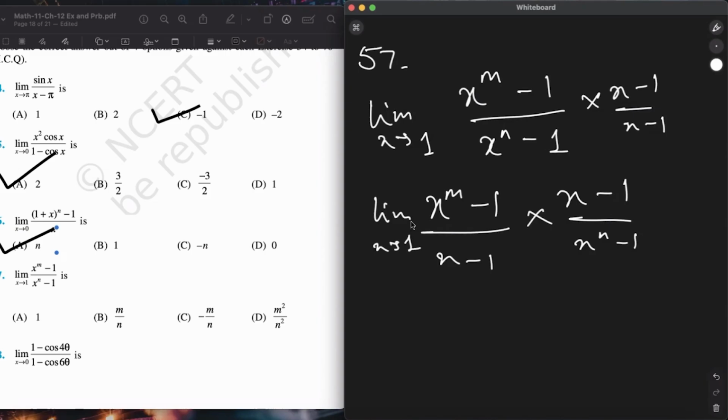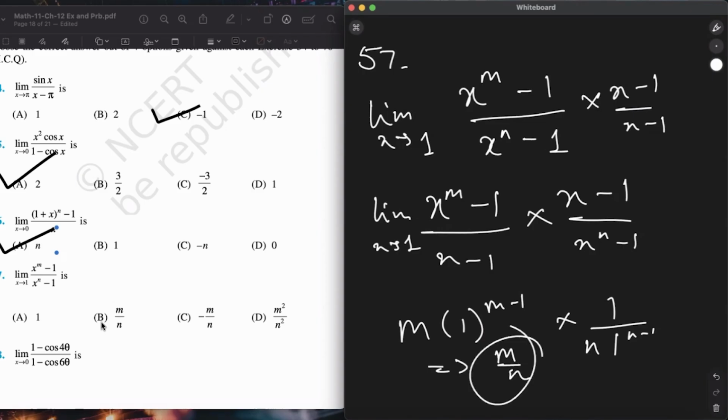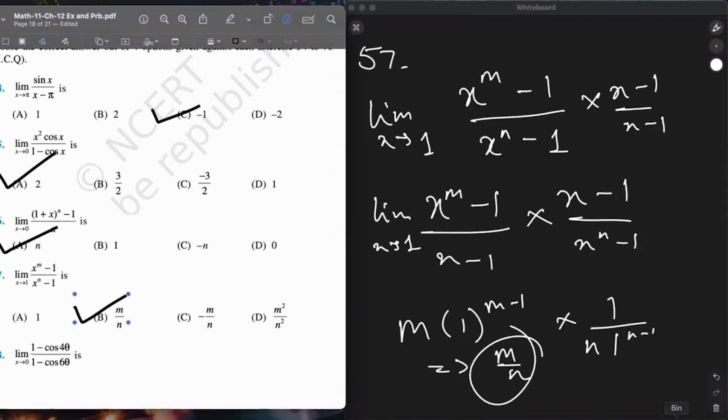Alright, so what do we have here? This one is m, and m minus 1, so m into 1 upon n, answer will be m by n. Now, do we have any option? Yeah, B. Let's see the next question here.